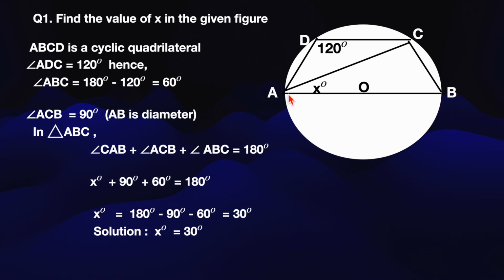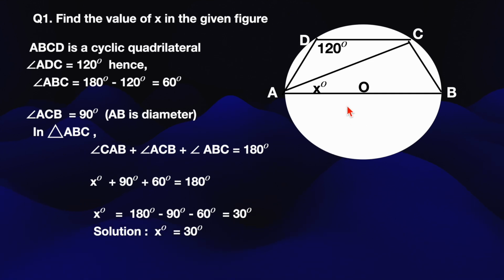Now, take the triangle ACB. This is the diameter. The angle opposite to the diameter is always 90 degrees. Always remember that. So in this triangle, the sum of all the three angles will be equal to 180. So x plus 90 plus 60, which we found just now, is equal to 180. Therefore, x is equal to 180 minus 90 minus 60, that is equal to 30.